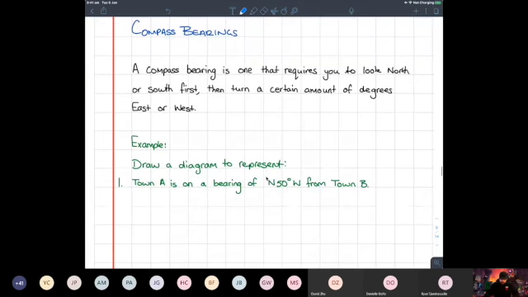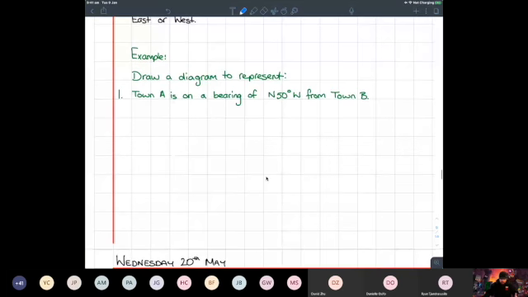And let's have a look at that first example there. The first example there asks you to draw a diagram to represent the fact that town A is on a bearing of north 50 degrees west from town B. So there's that word from, and it's from town B. So town B is our starting location. If we have a look at our bearing, the first thing we will ask to do is to look north from our starting location. So town A is north of town B.